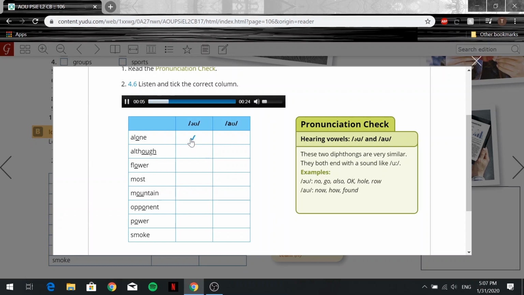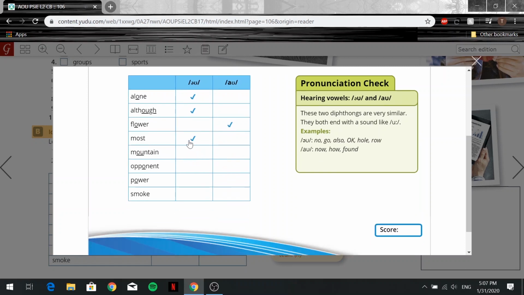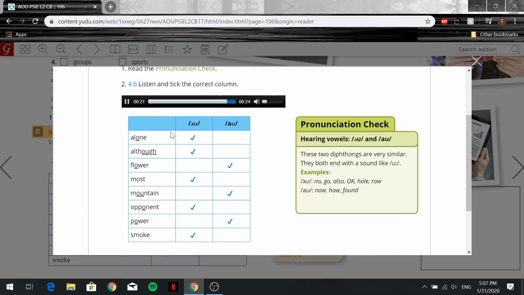Alone, although, flower, most, mountain, opponent, power, smoke. Right, so pretty simple.